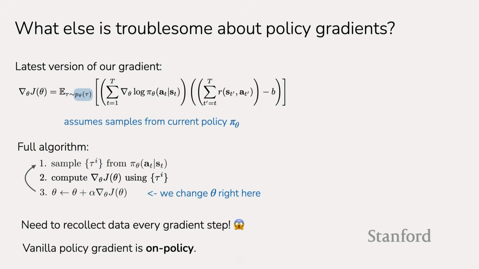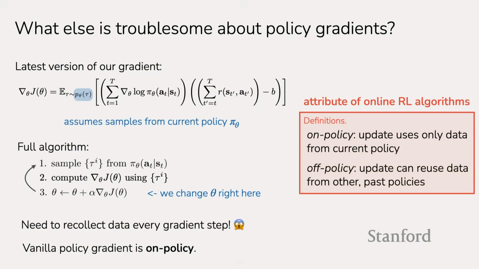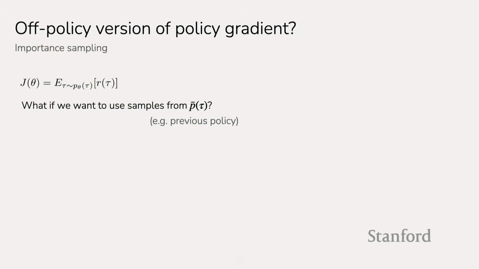This is called on policy. It means that the gradient we are measuring requires data using our exact policy. We can think about this as an attribute of an online RL algorithm, where on policy only uses data from the current policy, and off policy means that you can reuse data from other past policies. So can we derive an off policy version of the policy gradient? It's only going to be a little off policy. By that, I mean we're just going to try to take more than one gradient step on a single batch of data.